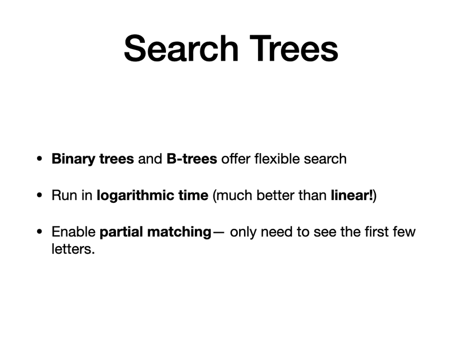So search trees, binary trees and B trees, they're flexible. They're quite nice. They run in this logarithmic time, way better than linear, as I showed you. 23 versus 5 million. That's pretty important. And they also, like I said, they enable some unique things. We'll talk about these more next time, but things like partial matching.